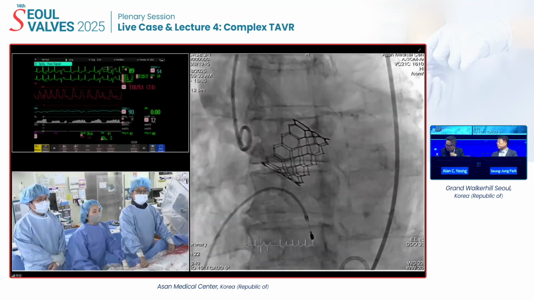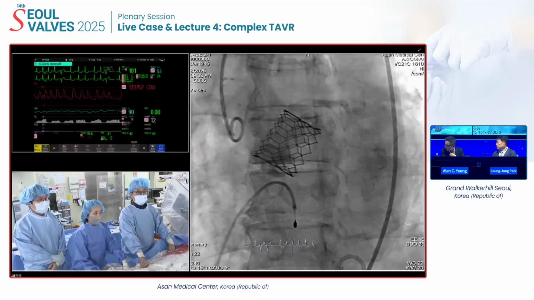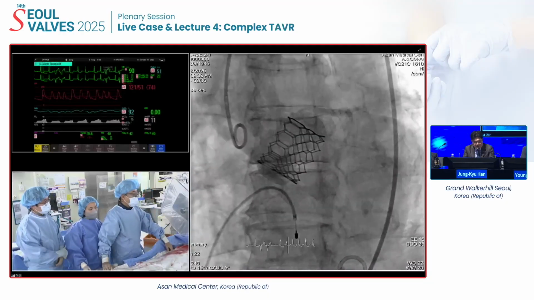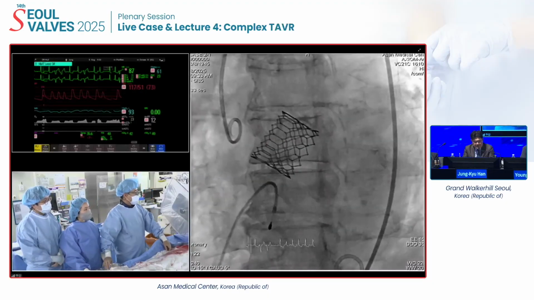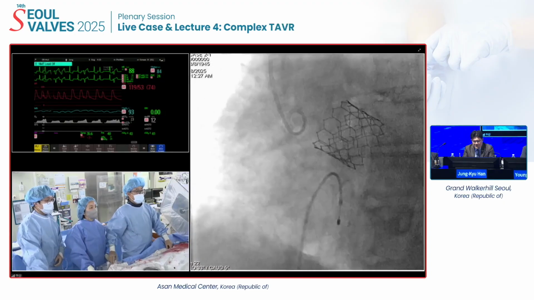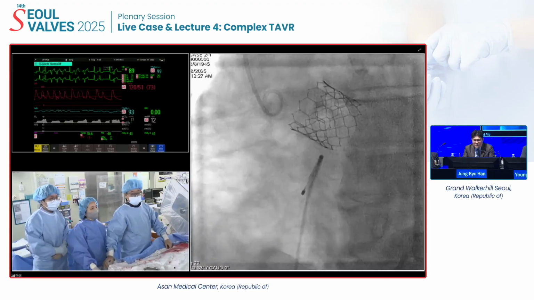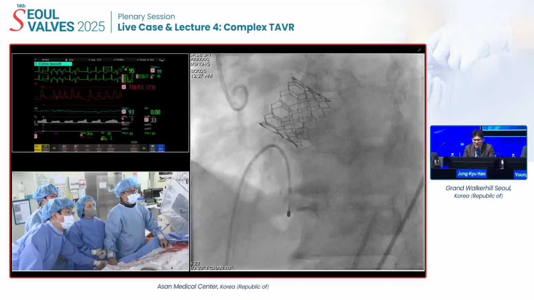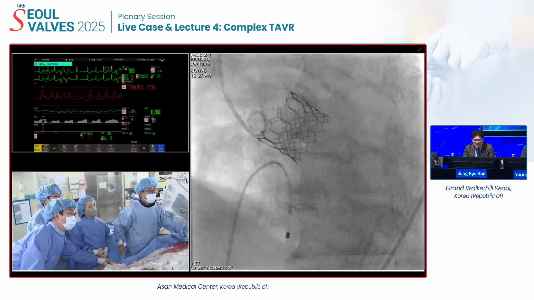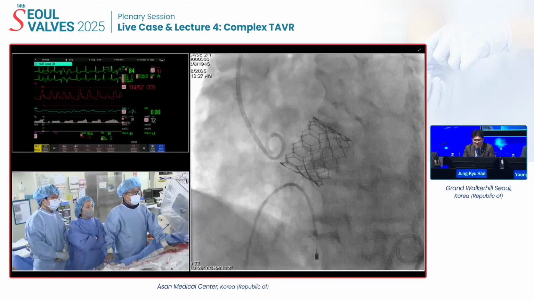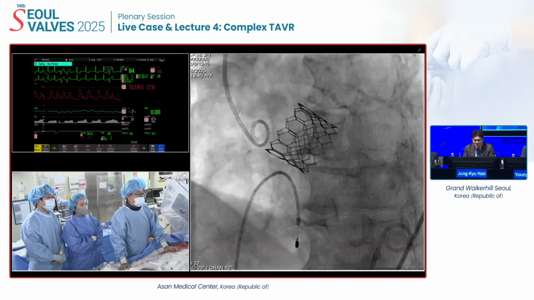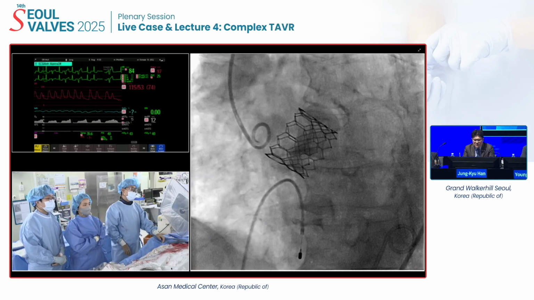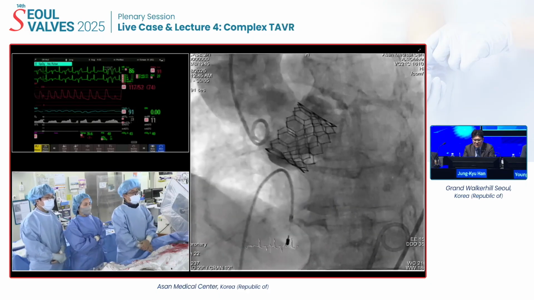Before I finish the case, I would check the depth at the left side, at the LAO angle, after elimination of the device parallax, to check the depth at the LCC side. Absolutely, we're going to check it. Remove the parallax, take a lateral view, spread it out. Okay, good. Let's take a shot. Ready? Full shot. Good. So I think the valve position is good and the depth is okay.